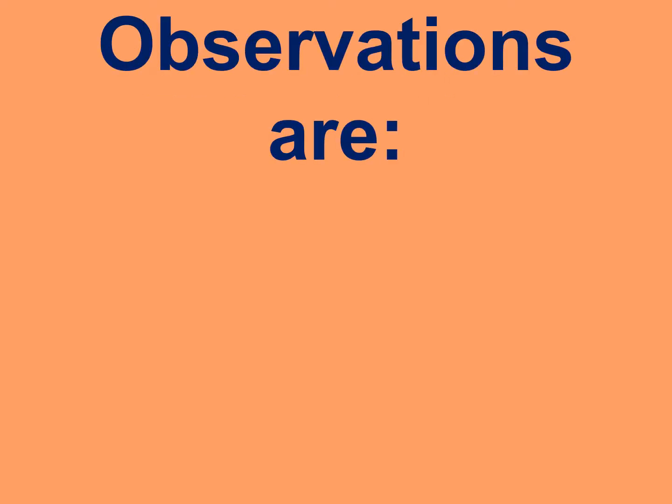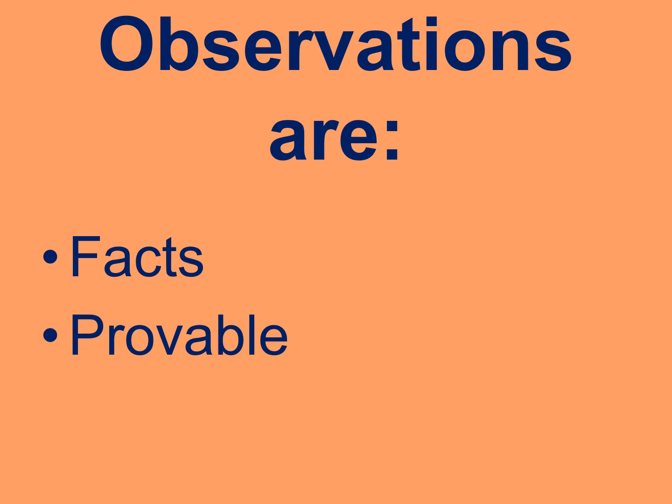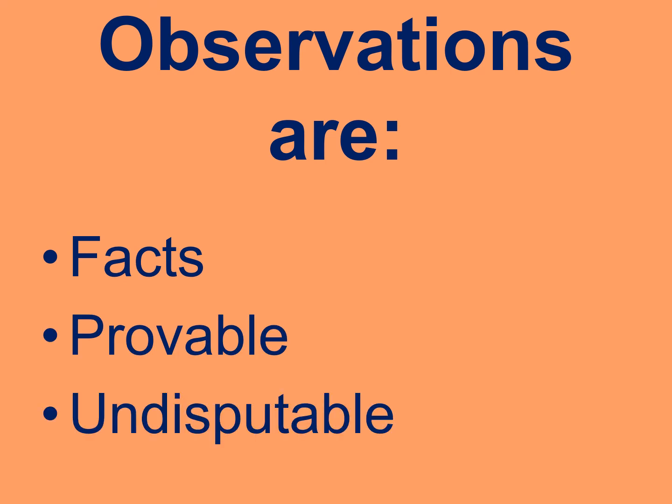So just to boil it down to the very basics, you want to always remember that observations are facts, provable, and that should say indisputable, not undisputable. Sorry about that, I'll have to change that. Indisputable. That's my one mistake for the year. So please pause the video right now and add this into your science notes. After you do that, you're ready to do the observation lab where you're going to go and find qualitative and quantitative observations.